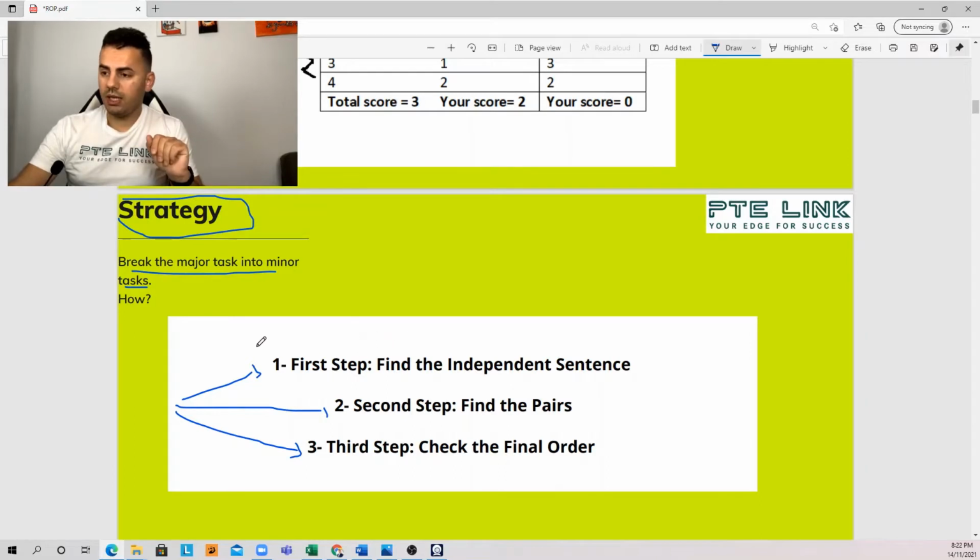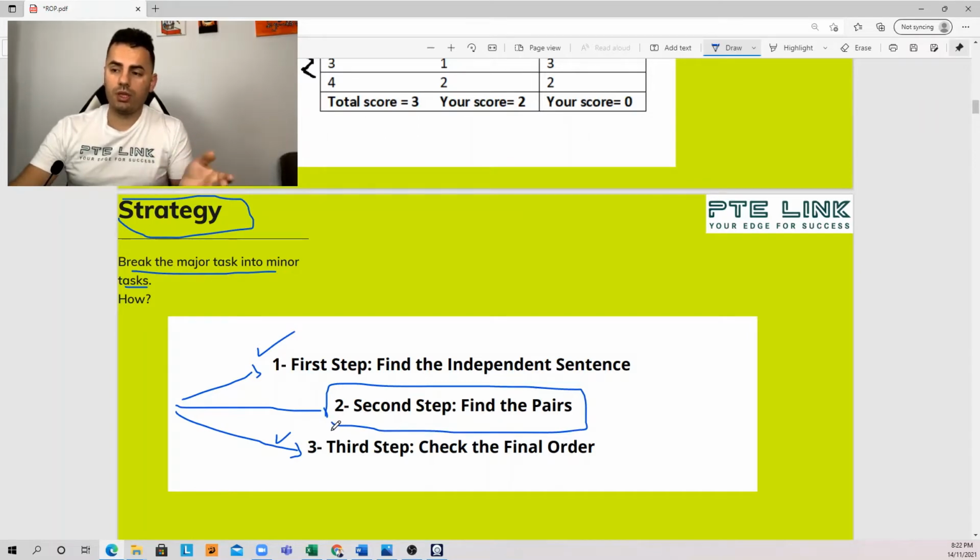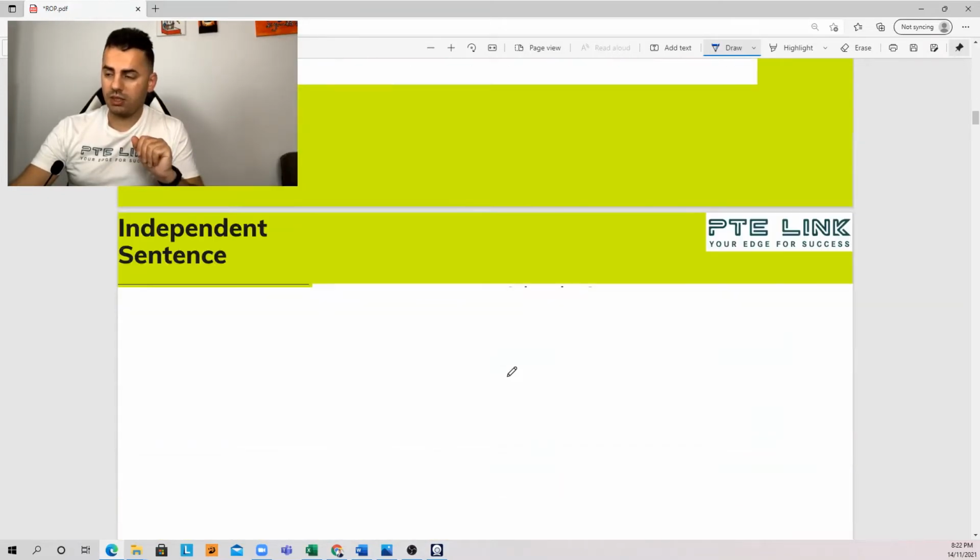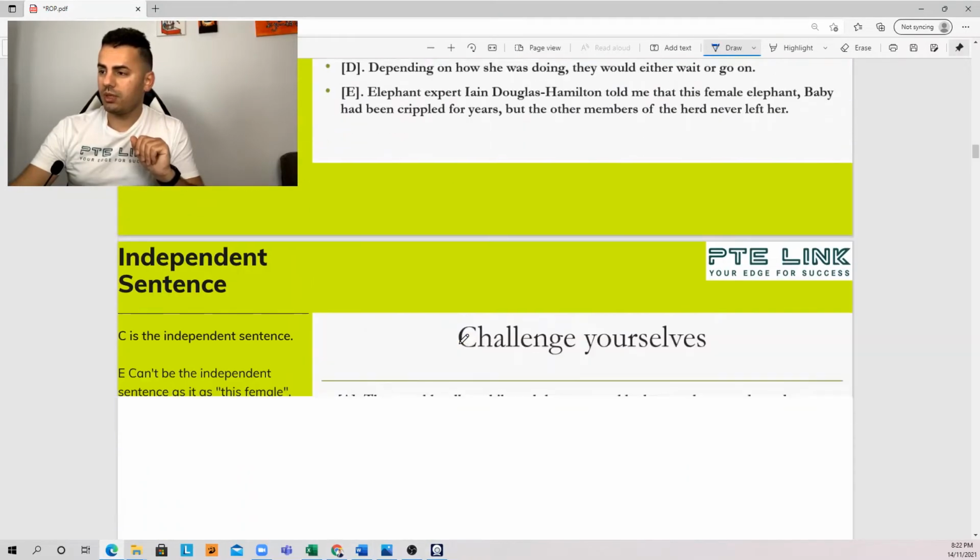I would say step 1 and step number 3 are easy. The tricky one is the one here in the middle, to find the pairs, especially that you are getting 1 mark for each pair, no matter what final sequence you get at the end. And because this is the most important step of the strategy and the most challenging one, I'm giving you today 6 tips that will help you to find the pairs. Let's get started and jump into the tips.